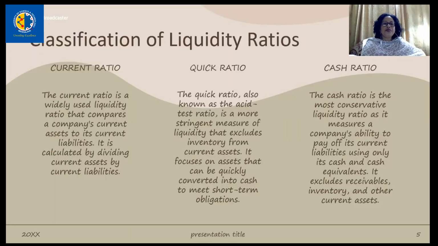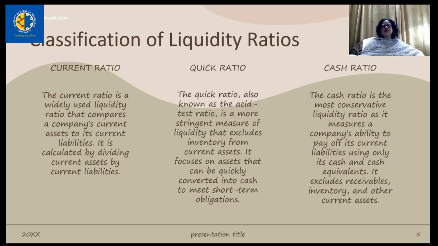Liquidity ratio, just as a recap of that, your current ratio: the current ratio is a widely used liquidity ratio that compares a company's current assets to its current liabilities. It is calculated by dividing current assets by current liabilities. Simple, current assets by current liabilities, that is the current ratio.